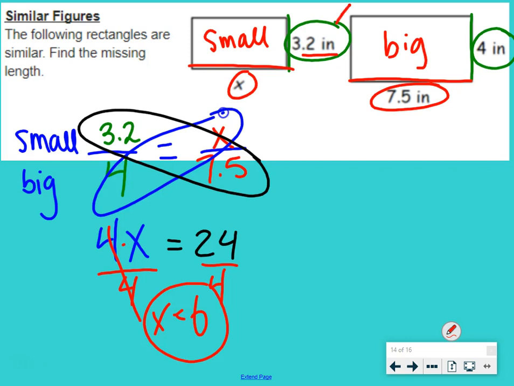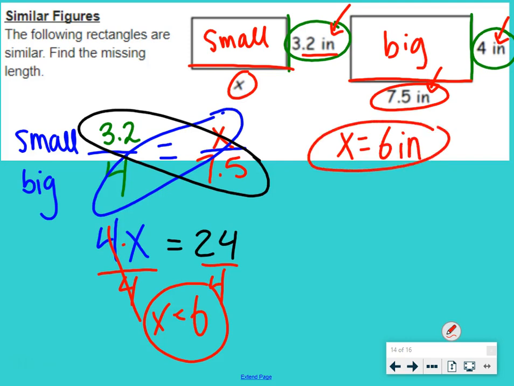Now this is a dimension, so we need to put the dimensions. They were all inches, so x equals 6 inches. We do need to have that unit there because it is a dimension. It is a length.